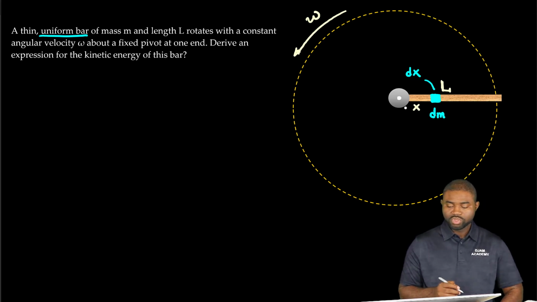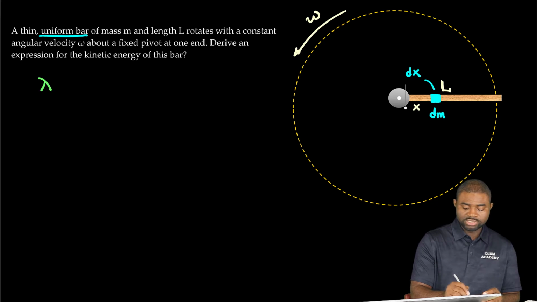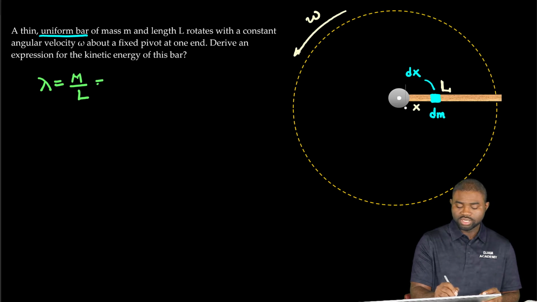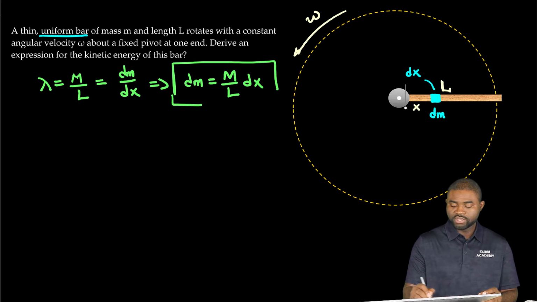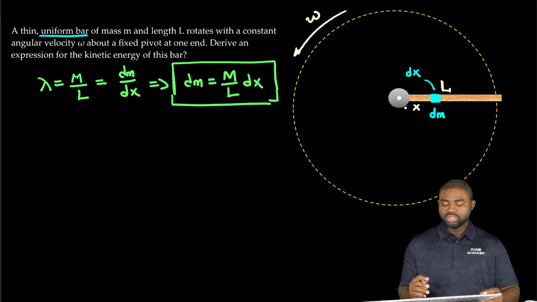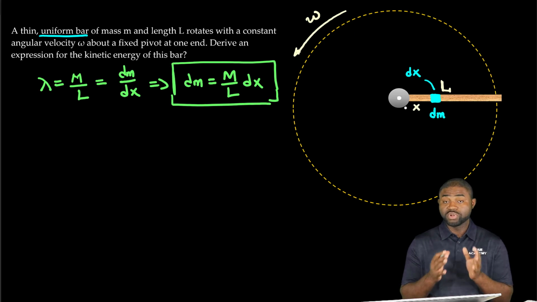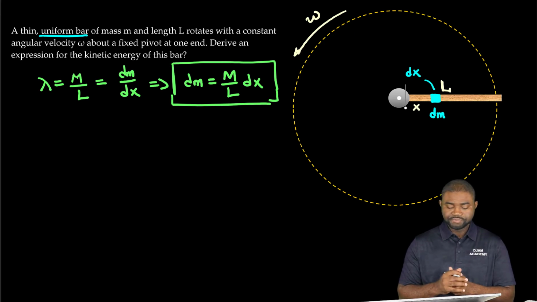Now, we know that the bar is uniform. That means that the linear density is constant. The linear density lambda is just the total mass divided by the total length, and that is equal to dm divided by dx. The beauty of that equation is that dm is going to be equal to M divided by L multiplied by dx. So this equation gives us a means to calculate the mass of our little infinitesimal increment.